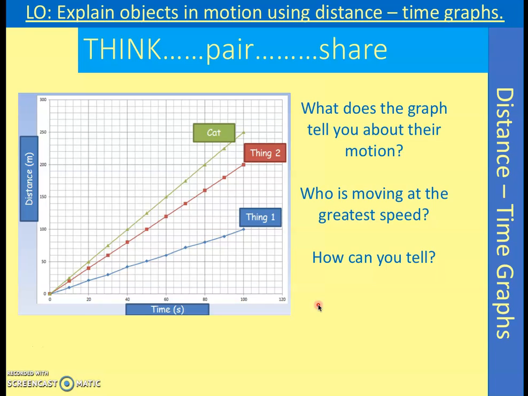Okay, so what does the graph tell you about their motion? Who's moving at the greatest speed? How can you tell? Take a minute to think about this, then have a chat with the person beside you, and then have a class discussion about what's going on. How can we tell this information from this graph?